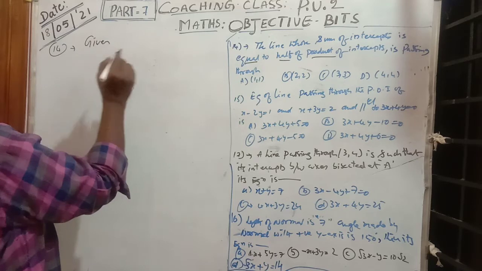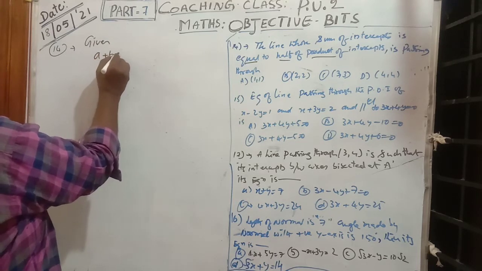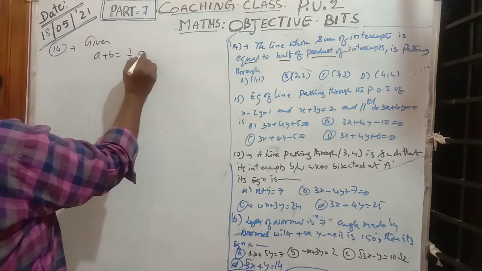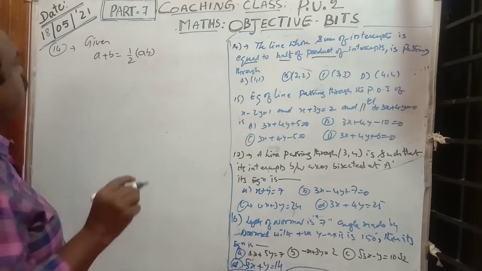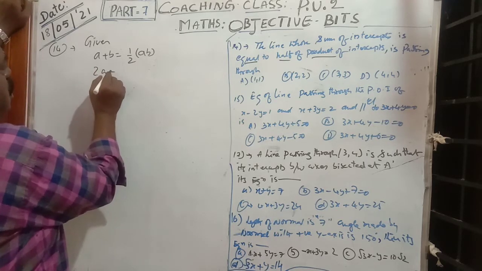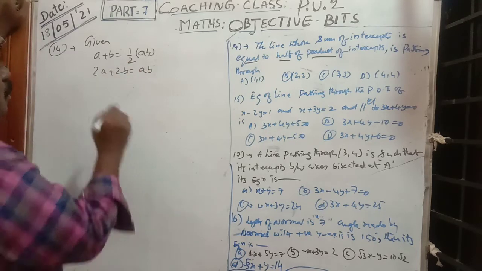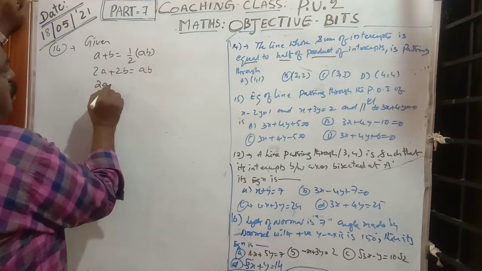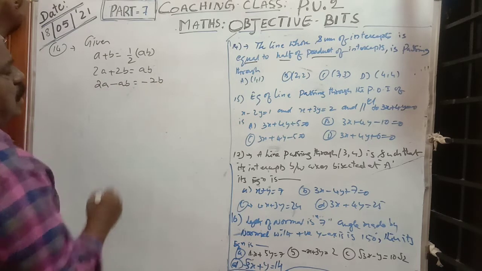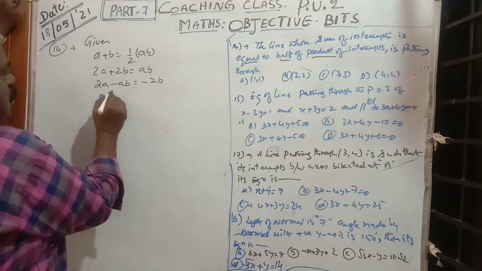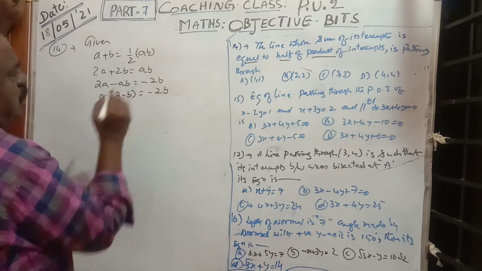The given is the sum of intercepts, that is A plus B is equal to 1 by 2 AB. That is the condition only. That is 2A plus 2B is equal to AB. 2A minus AB is equal to minus 2B. A of 2 minus B is equal to minus 2B.